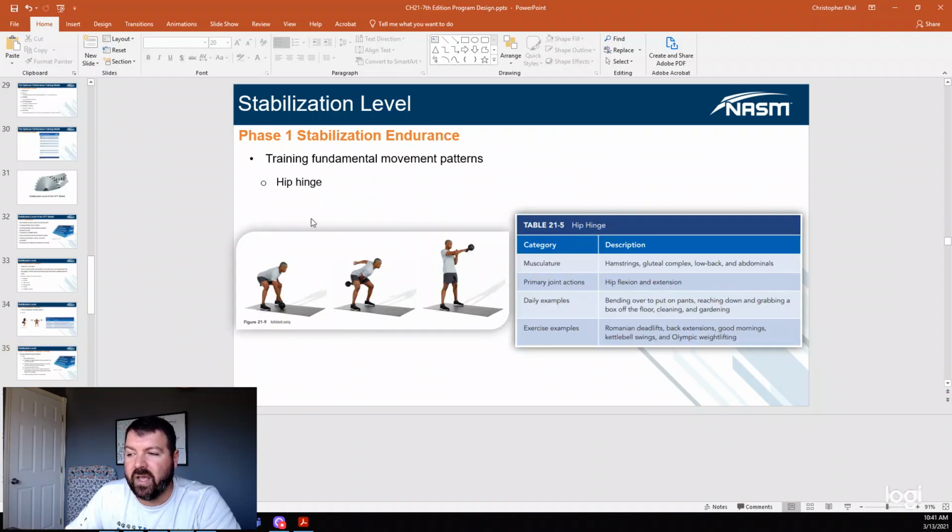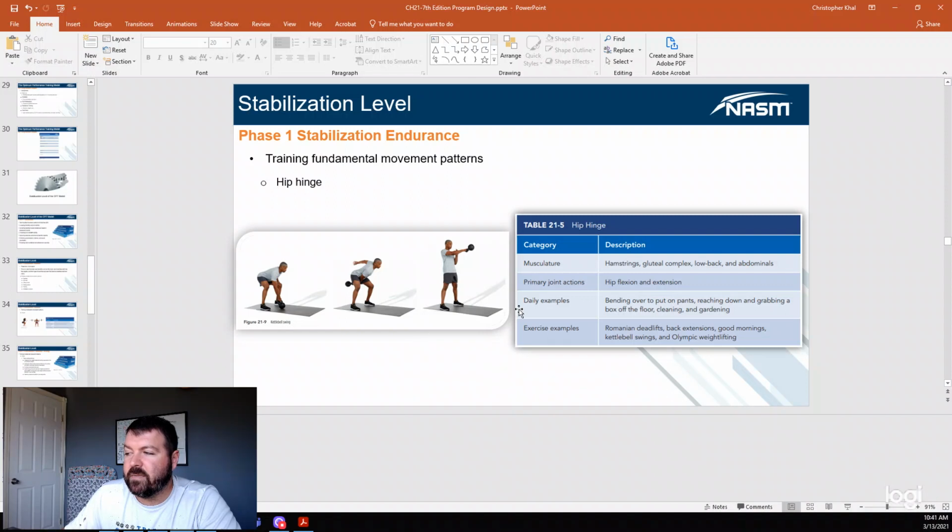Okay. Hip hinge is an example of a kettlebell swing. We have hamstrings, glute complex, lower back, and abdominals. The primary joint action is hip flexion and extension. Daily examples: bending over, putting on pants, reaching down, grabbing a box off the floor, cleaning, gardening, and so forth. Exercise examples: RDLs or Romanian deadlifts, back extensions, good mornings, kettlebell swings, as mentioned here, and Olympic weightlifting.